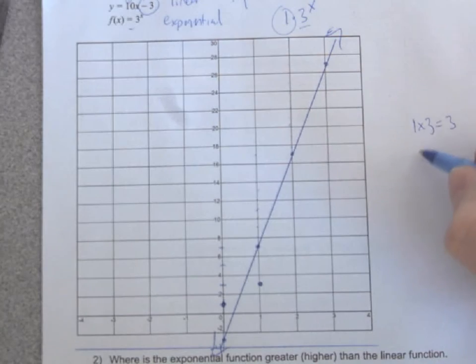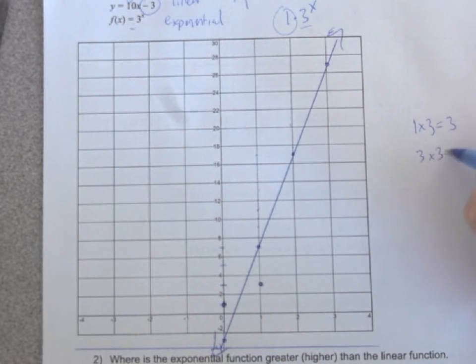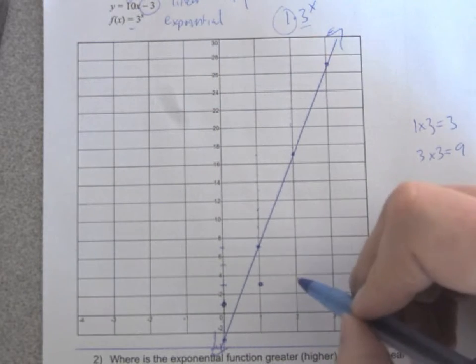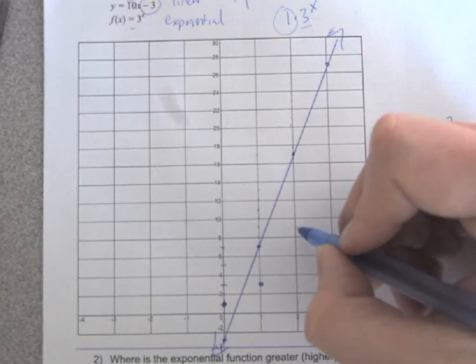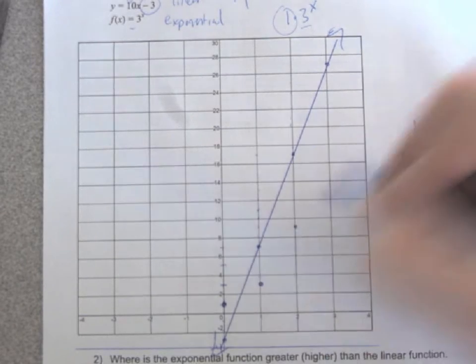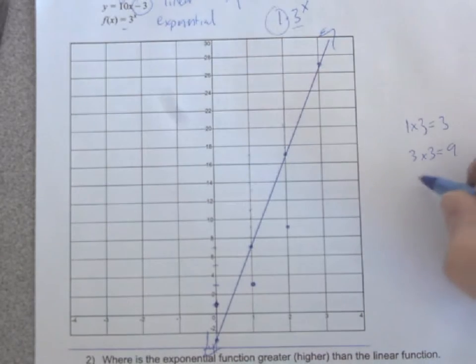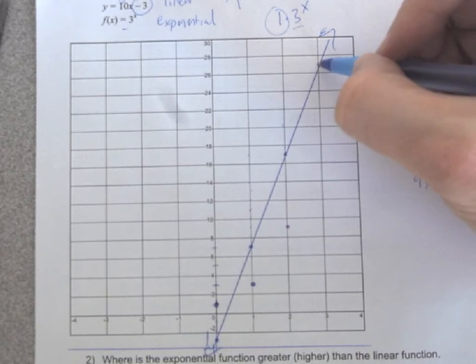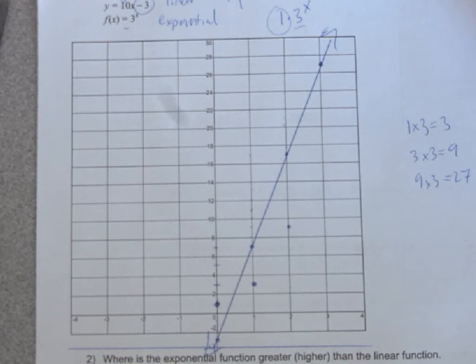And then we're going to triple again. So we're going to take that 3 and multiply it by 3, and we're going to have 9. So when we move over 1 to the right again, we're going to be up here at 9, halfway in between 8 and 10. And then we're going to do that again. 9 times 3 equals 27. So when we move over to 3, we're going to be all the way up here at 27, right? And notice that that's also a point on the linear graph.